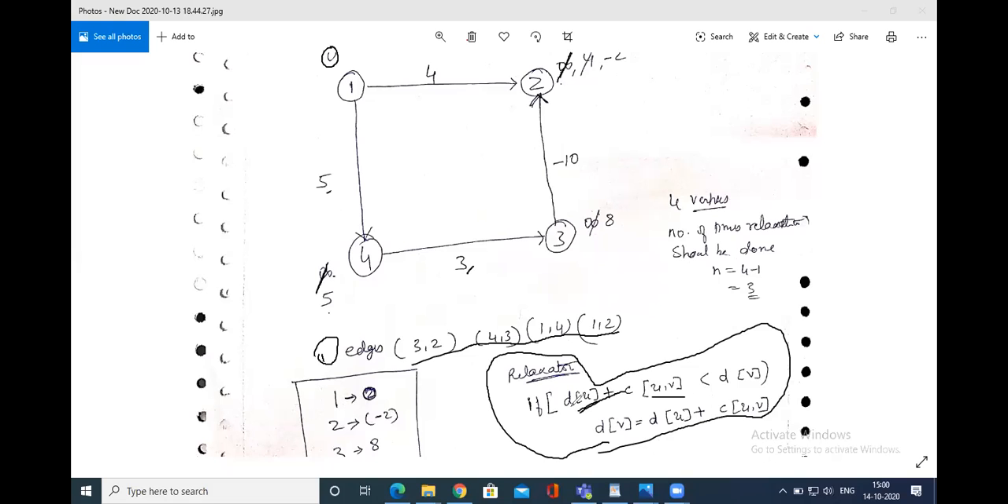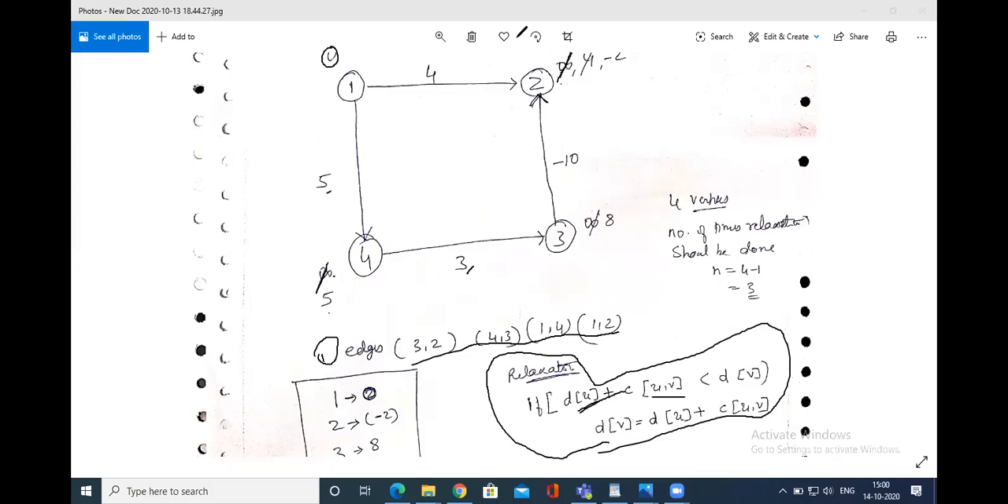Following the formula, remember d of u. What is d of u? d of u is 0. What is the cost of u and v? It is 4 here. 0 plus 4 is less than d of v. What is d of v? Infinity. Yes, so what will I do? I'll replace d of v with d of u plus c of u. So d of u plus c of u is 0 plus 4. It has been replaced with 4. So I completed the first relaxation.